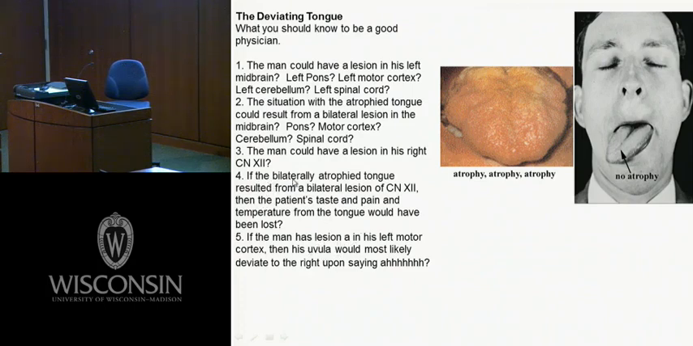How about this one? If the bilaterally atrophied tongue resulted from a bilateral lesion of cranial nerve 12, then the patient's taste and pain and temperature from the tongue would have been lost. Come on, you know that. All right, cranial nerve 12 is just not that interesting. It only goes out and moves muscle. I mean, what do you say about a cranial nerve that only moves muscle? Hopefully you want a cranial nerve that's carrying sensation and moving muscles and all those kind of things. So cranial nerve 12 is pretty darn easy. Most of you are going to get this, I hope. All right. So far, you're batting 100% if you're still with me.